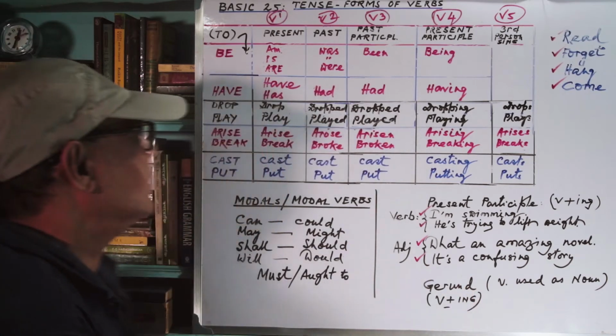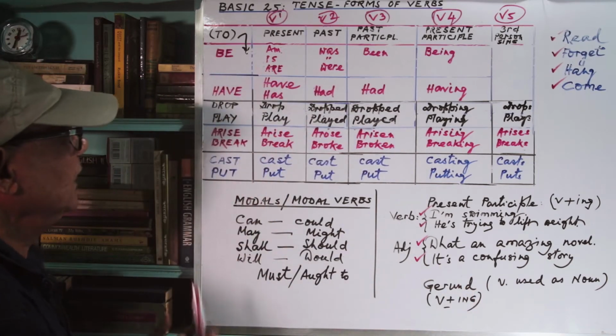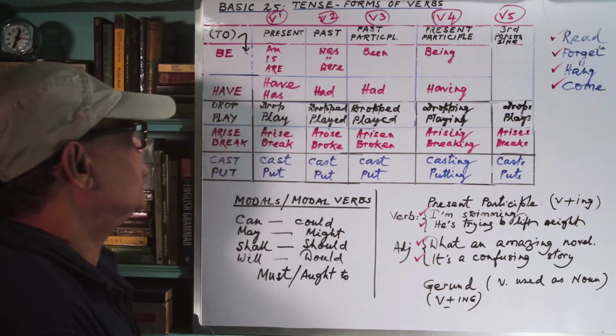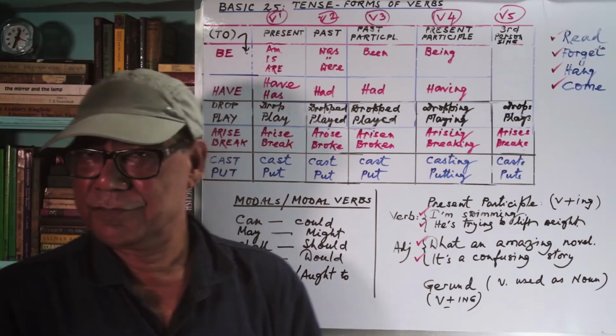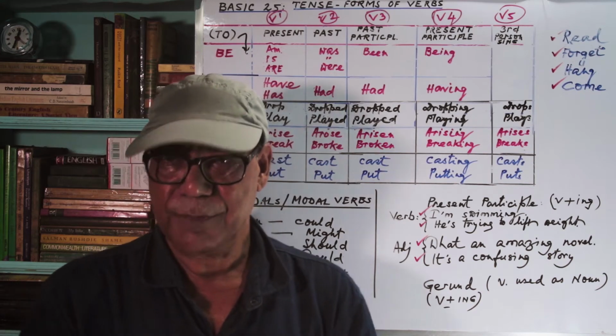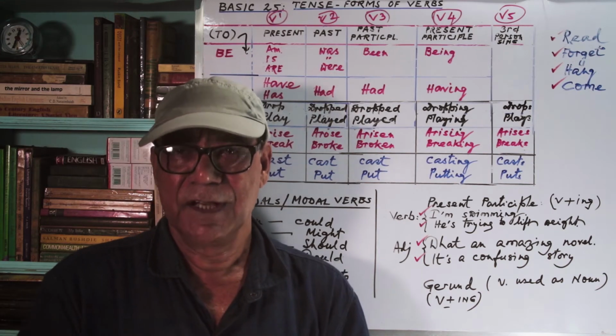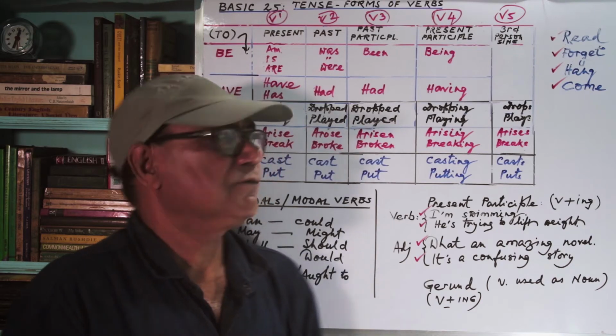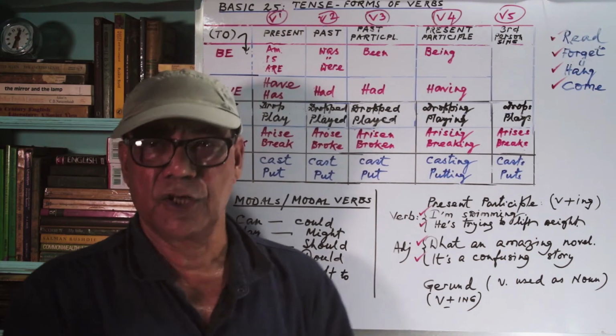Now let's come to see some other verbs. Here are three sets of verbs. First is drop. Drop, past tense dropped, past participle dropped, present participle dropping, and third person singular number drops.